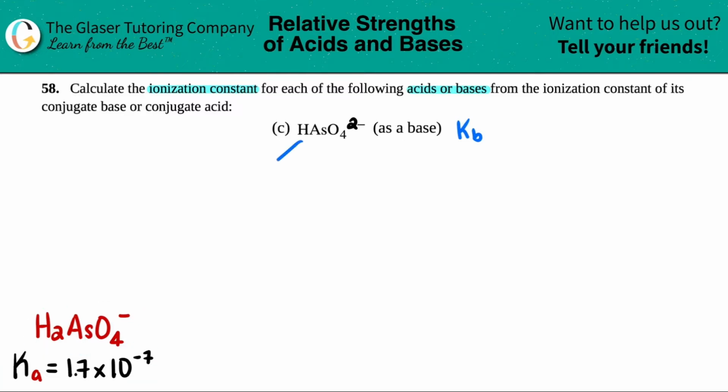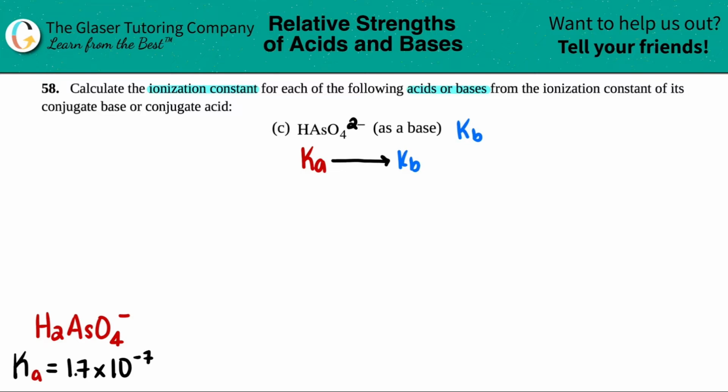So I went to the back of the textbook, and I found the conjugate acid. The conjugate acid always has one more hydrogen than what you started with. So I had 1 hydrogen here, I have 2 here, and the Ka value was 1.7 times 10 to the negative 7th. So basically, we're just taking Ka and we're converting it into Kb.